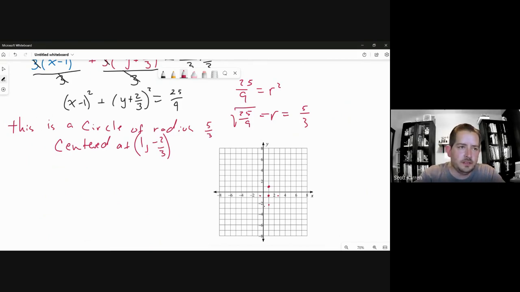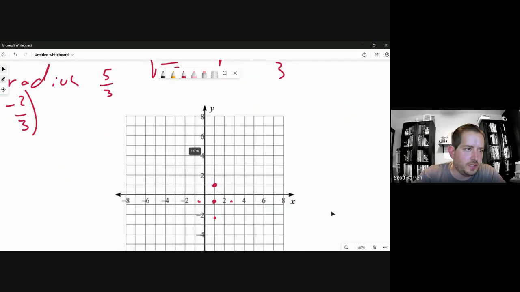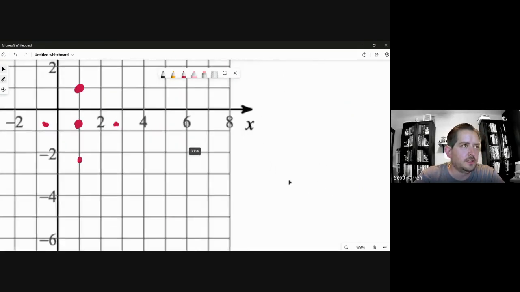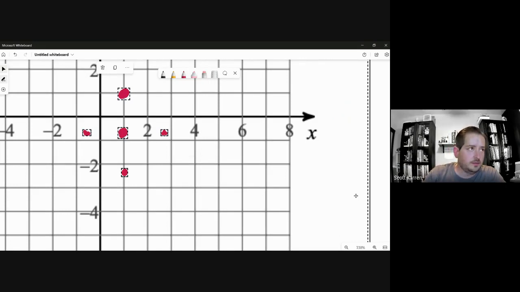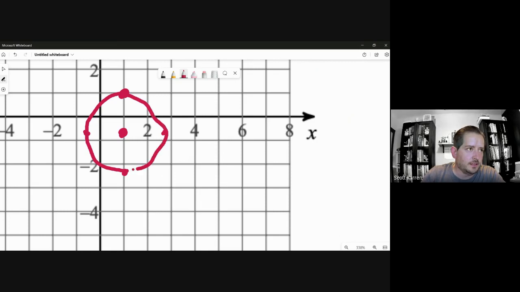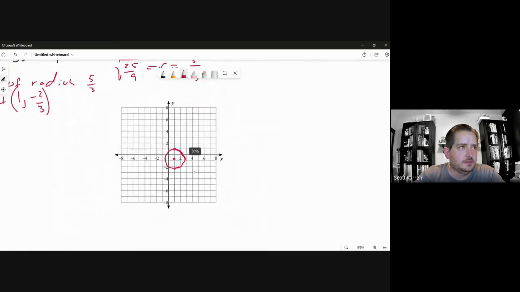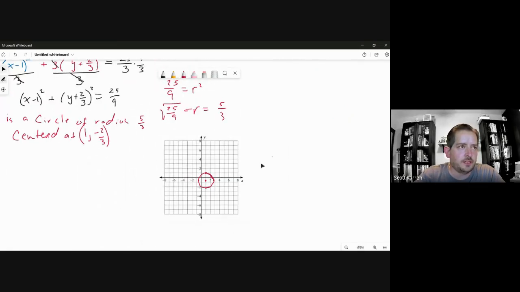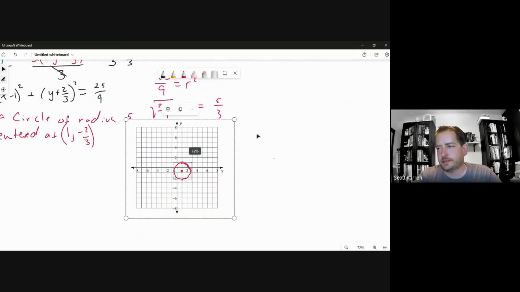I have no prayer, no chance in God's green earth to ever make this a good looking circle, unless I zoom into ridiculous values. Oh, look at that. Oh, it looks ugly. And it's uglier. But whatever. That's my circle. And it's a beautiful circle, and I don't care what you say about it. Just kidding. It's ugly. All right. That's our circle.